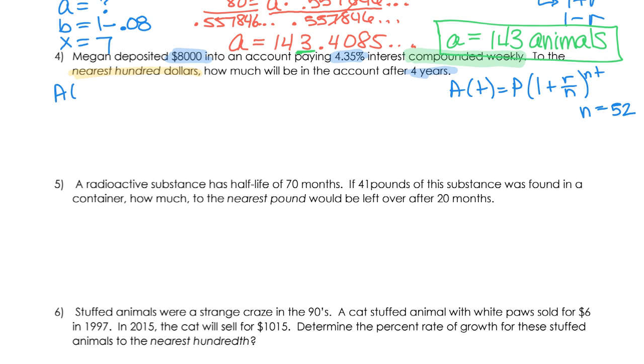So we'll go ahead and write our other variables down. And we already said n is 52. Our P, guys, is what we're depositing or putting in, which is $8,000. Okay. Our r is 0.0435. And our t is 4. Okay. We want to know how much will be in the account after 4 years. What's our final amount? Okay.